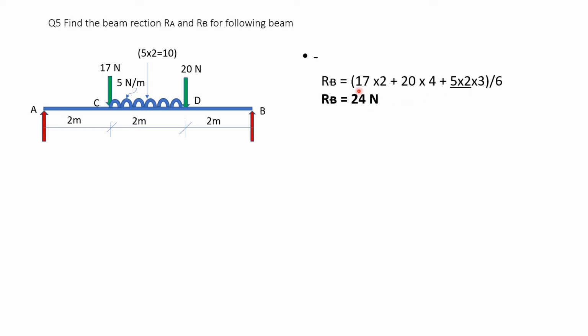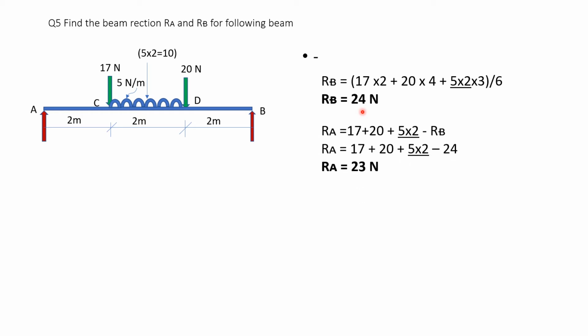So do the calculations. Take the calculators in your hand. Bracket open, 17 into 2 plus 20 into 4 plus 5 into 2 into 3, bracket close, divided by 6. You will get RB is equal to 24 Newton.